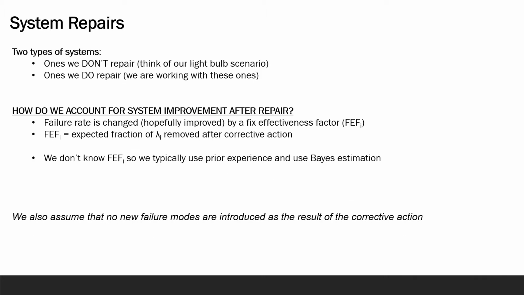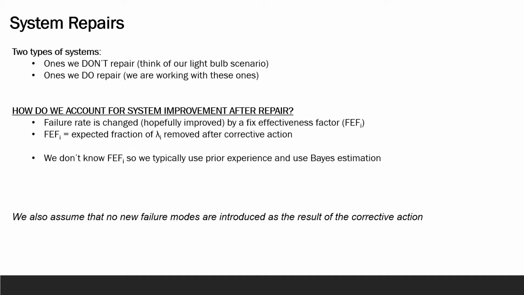So before we dive into models, we will talk about system repair. There are generally two types of systems: ones we repair or fix, and others we do not repair. Notice we are really only concerned with systems we fix. Since this is the case, we should ask ourselves, how do we account for system improvement after we repair?